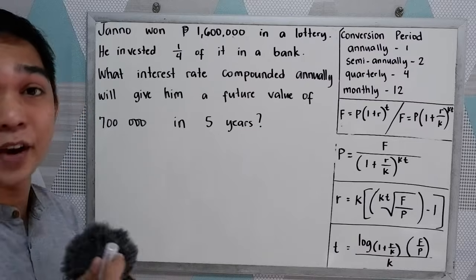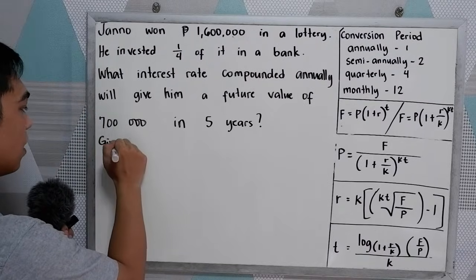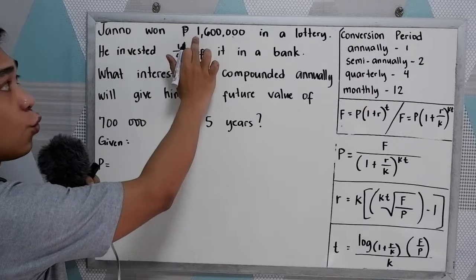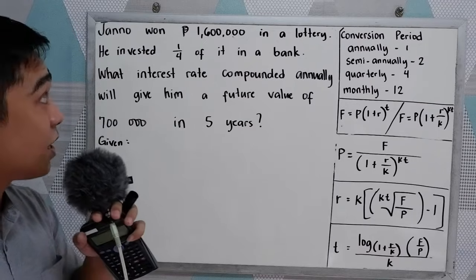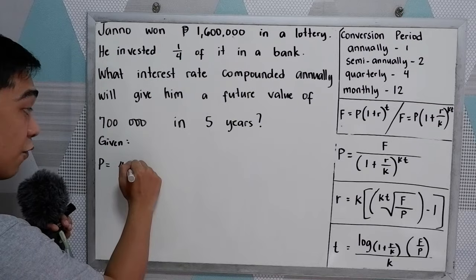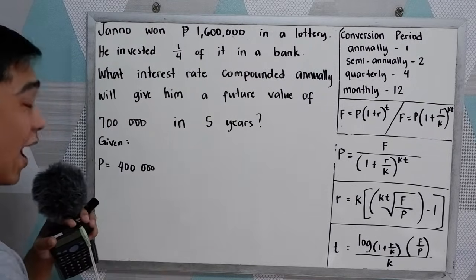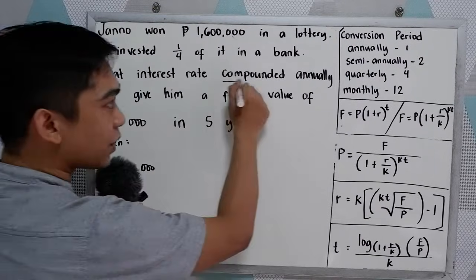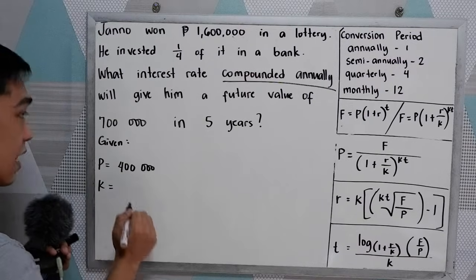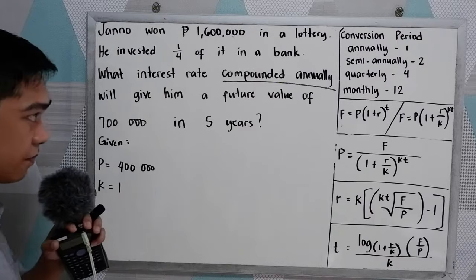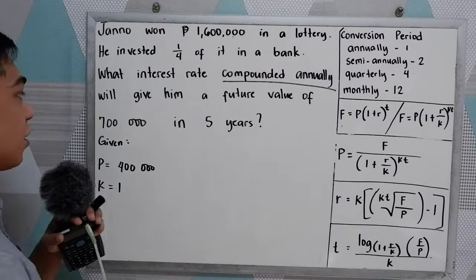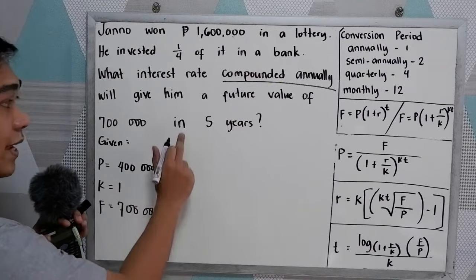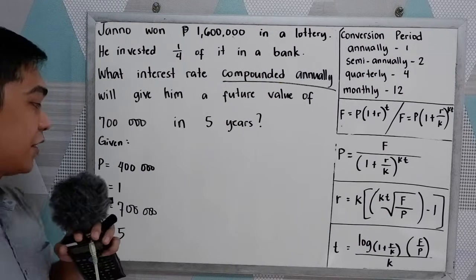So let us find all the given. We have the principal. He invested 1/4 of 1,600,000. So 1/4 of 1,600,000, that would be the principal, that is 400,000. So he invested 400,000 in his bank. What interest rate compounded annually, that would be our K in our conversion period, annually is equal to 1. It will give him a future value of 700,000. So that would be our F, 700,000 in 5 years. So we have the time, 5 years.